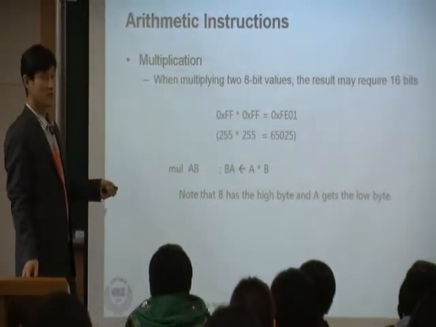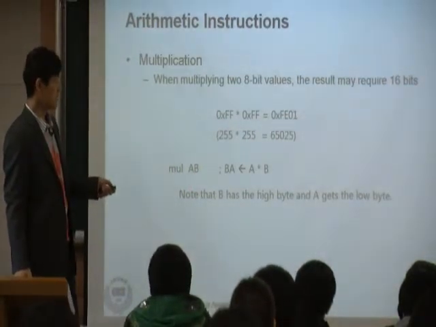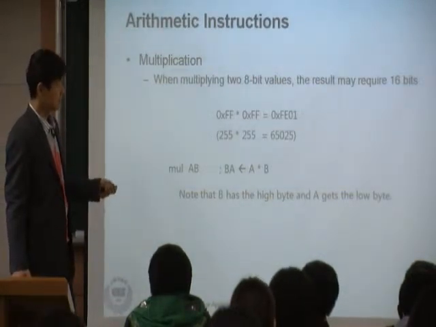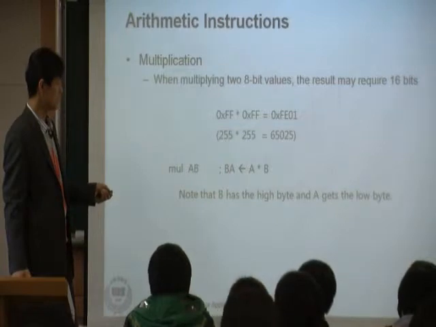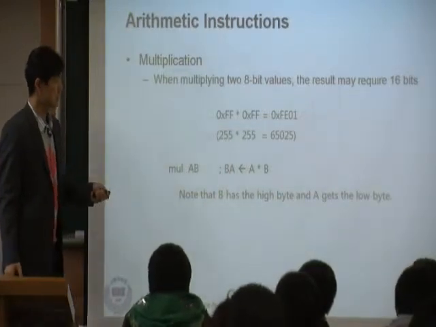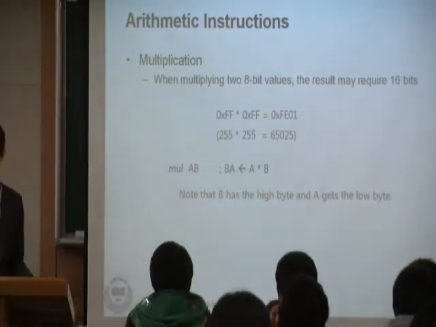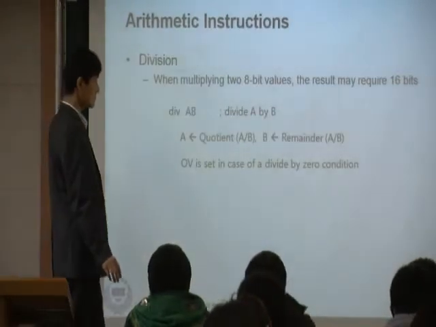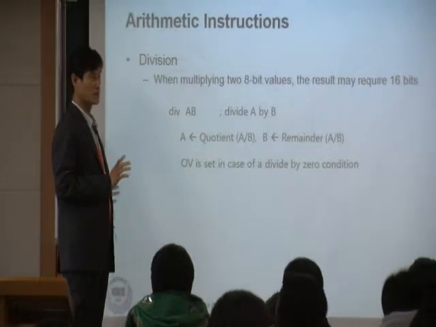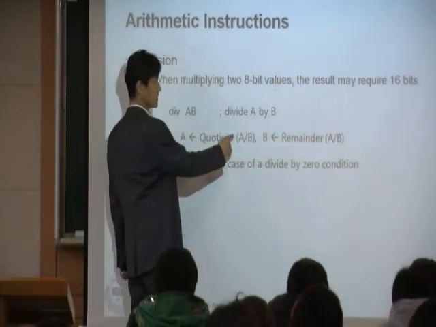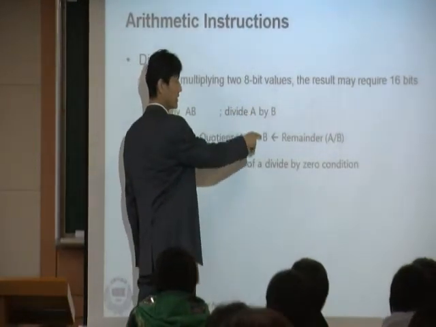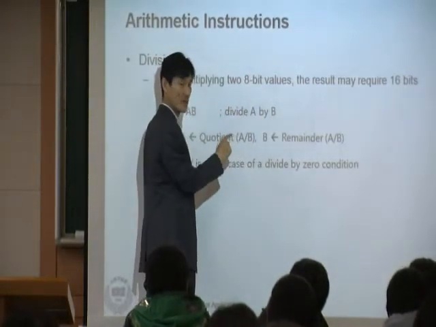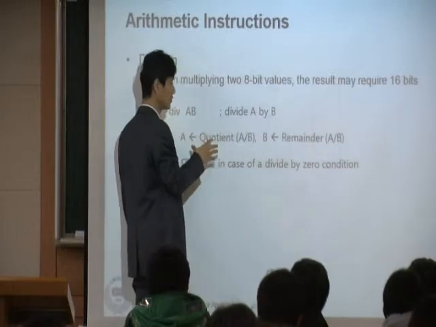So this is the only case that you use B registers. Otherwise, it's not common to use B registers. Okay? But this is a way to use multiplication. There's also division. Division actually is pretty similar. Let's do division. Divide A by B. So A over B. A divided by B. That's what we want to do.